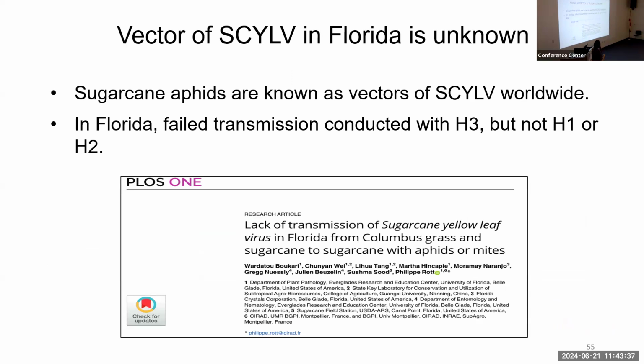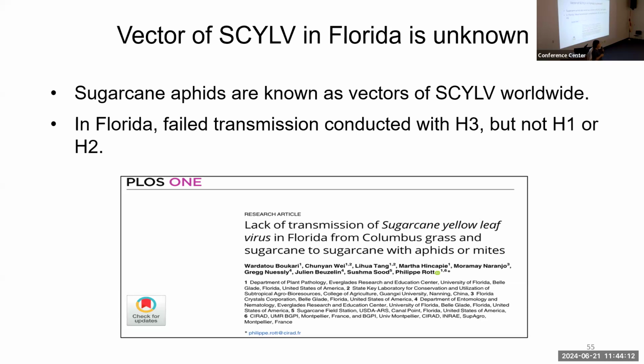As I mentioned, we don't know which species exactly is transmitting the virus, because sugarcane aphid is known as the vector worldwide. But the study conducted in this area in 2018 had failed transmission using sugarcane aphids collected in this area. So what I am guessing is that maybe the genotypes have different abilities to transmit the virus, because in that study they only used the H3 genotype, but not H1 and H2.